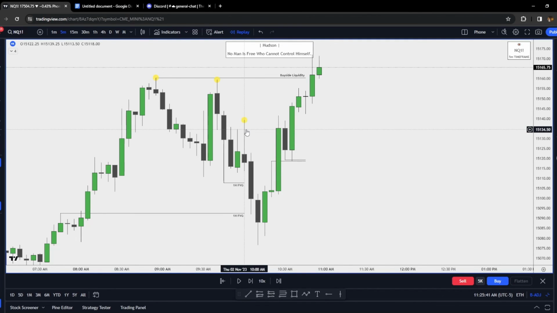So order pairing is exactly what you are missing, and turtle soups are exactly what you are missing in your ICT concepts to understand the actual draw on liquidity. Reversals on the lower time frame are just retracements to send us to the real draw on liquidity on the higher time frames. So with that being said, let's move on to the next module.